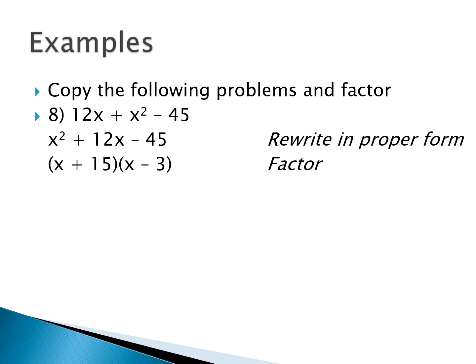For this one, again, it's not in the right order, so we do need to rewrite it. What two numbers multiply to get negative 45 and add to get 12? The answer being positive 15 and negative 3.